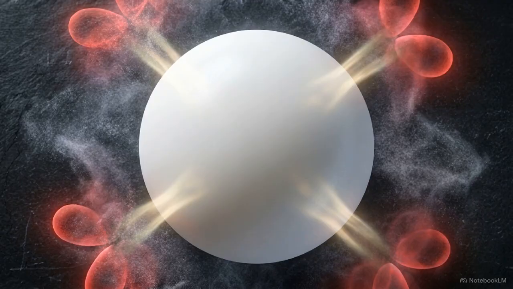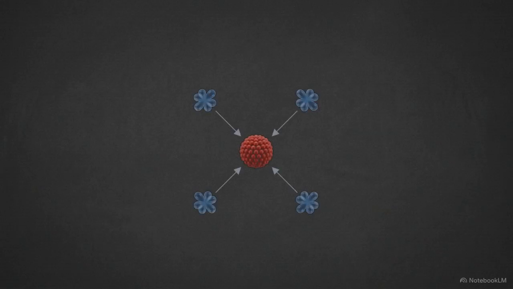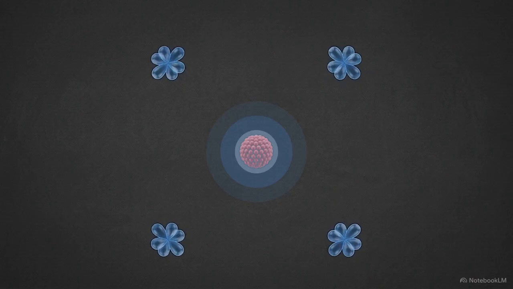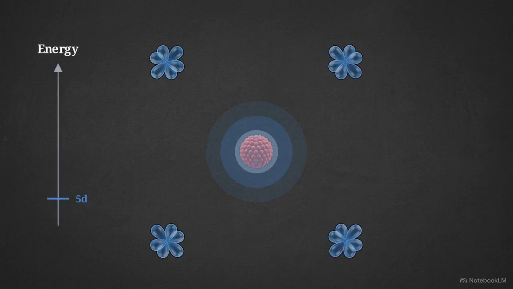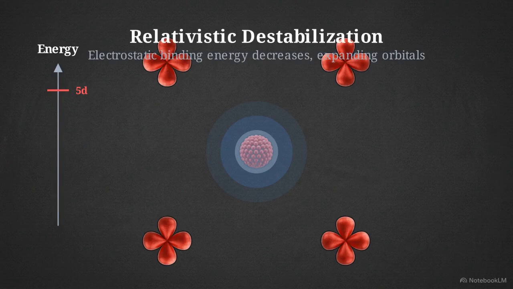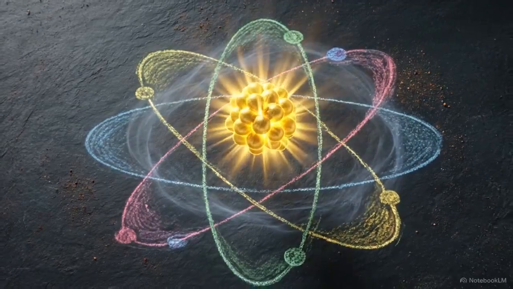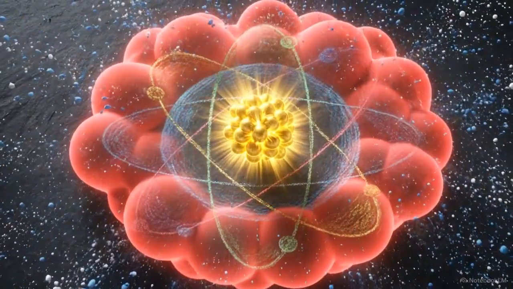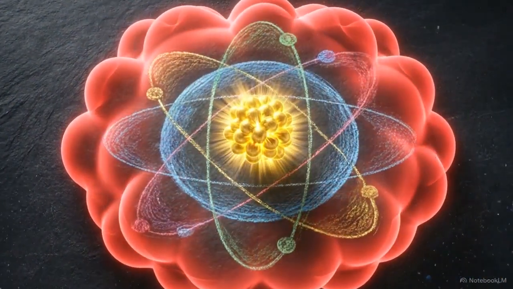Because of this dense barrier, the outer 5d electrons experience a drastically reduced effective nuclear charge. The inward pull they feel is heavily diluted. Loosened from the nucleus, the 5d orbitals are forced to expand outward radially. Their electrostatic binding energy decreases, pushing their energy levels significantly higher in a process termed relativistic destabilization. The relativistic collapse at the atomic core forces a reactionary expansion in the valence shell, lifting the 5d electrons out of their deep potential well.